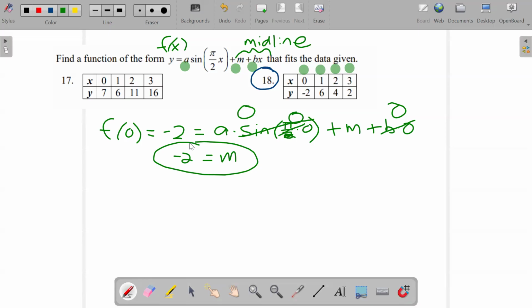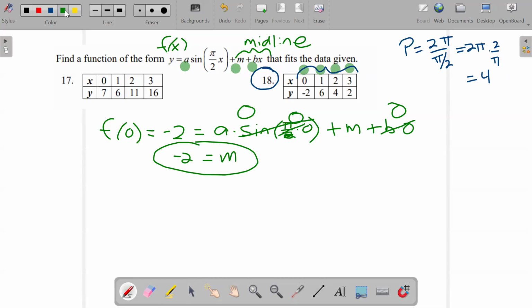Now, another thing to consider here is we know the period of this function. The period is 2 pi over pi over 2, or 2 pi times 2 over pi. So we do have a full period of information here, and that's going to be helpful.